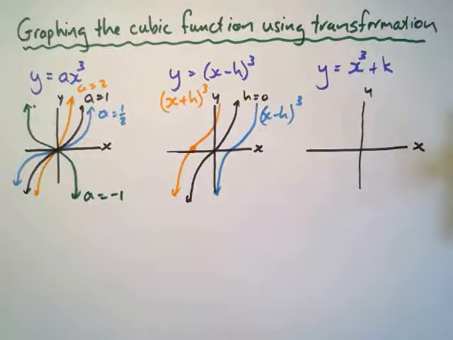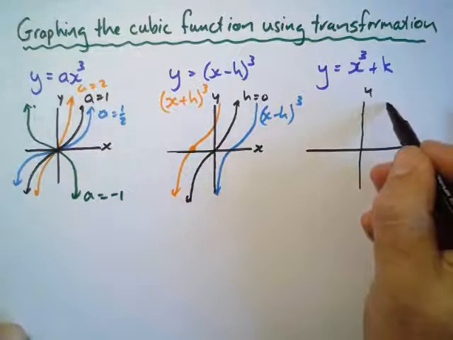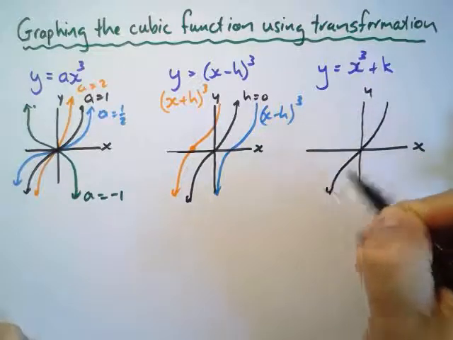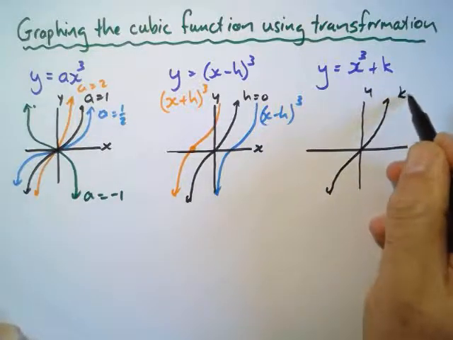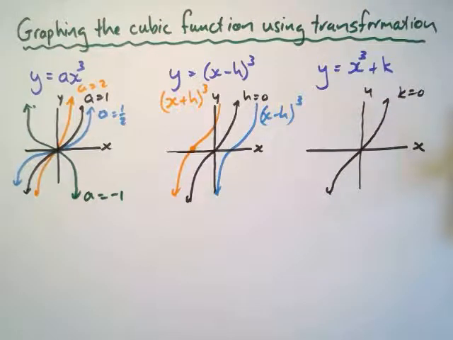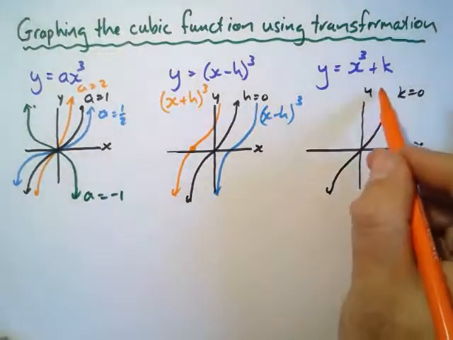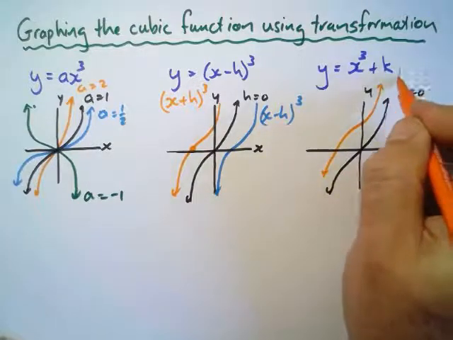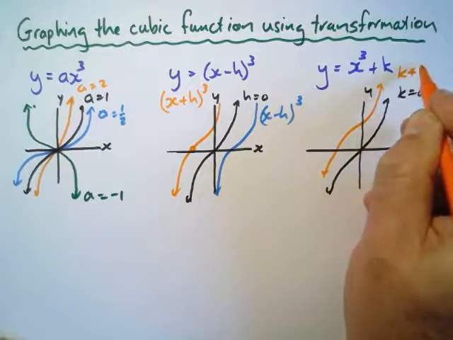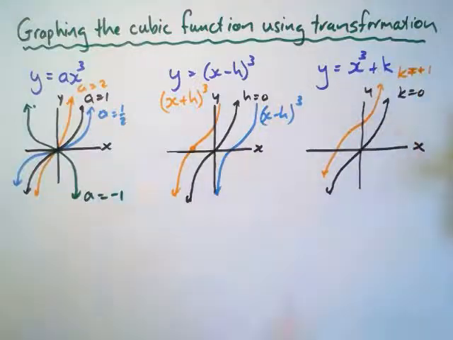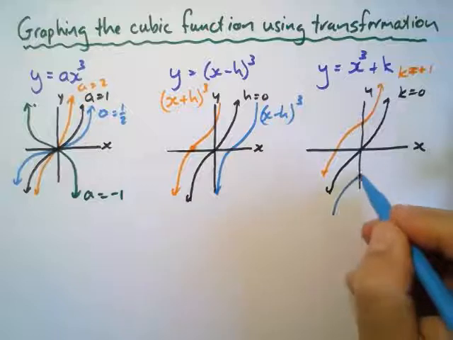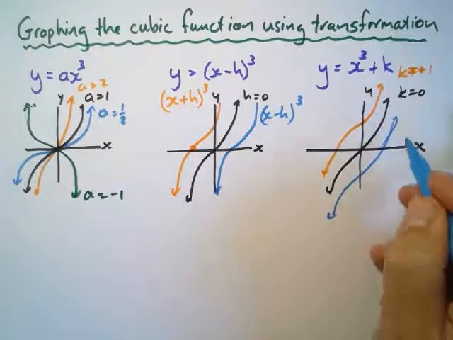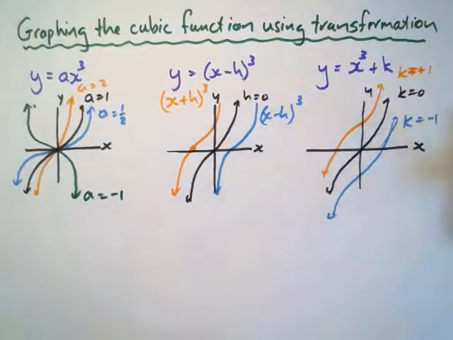For k, the whole thing moves up and down. So if that is when k equals 0, when I move up, everything goes up. That is if k equals plus 1, and if k is minus 1, everything moves down, so that is k equals minus 1.